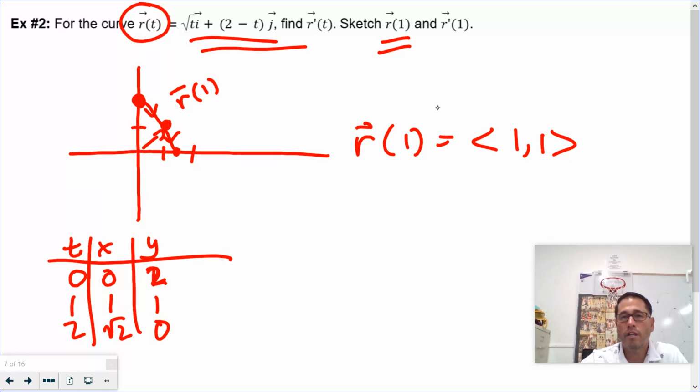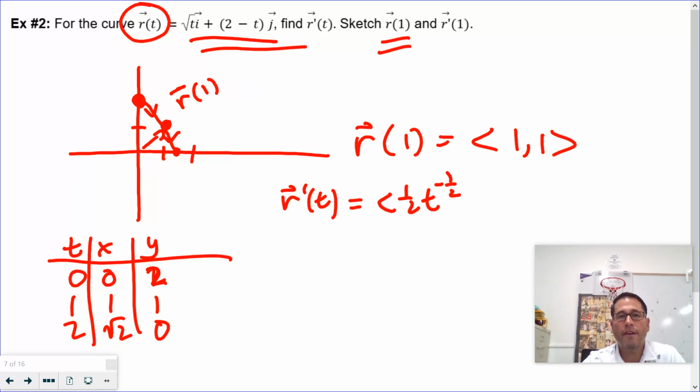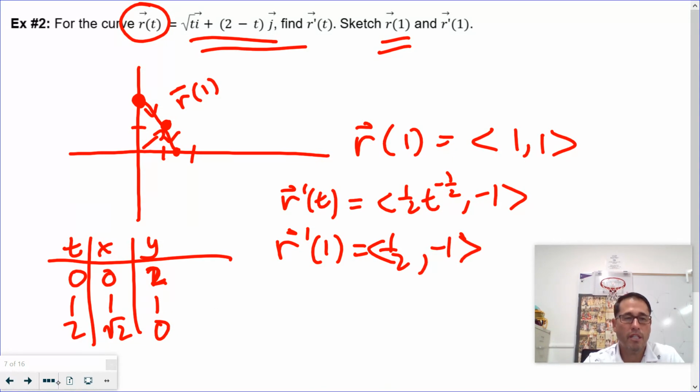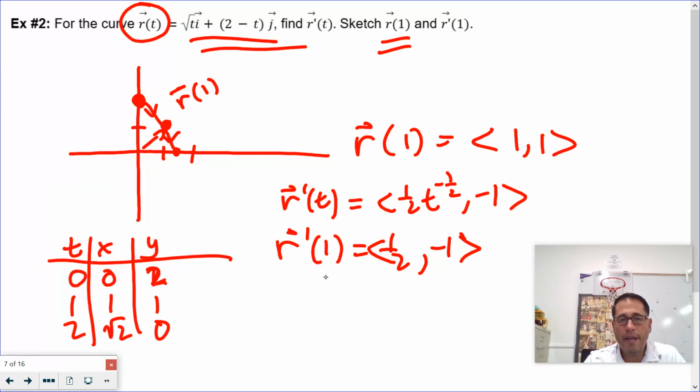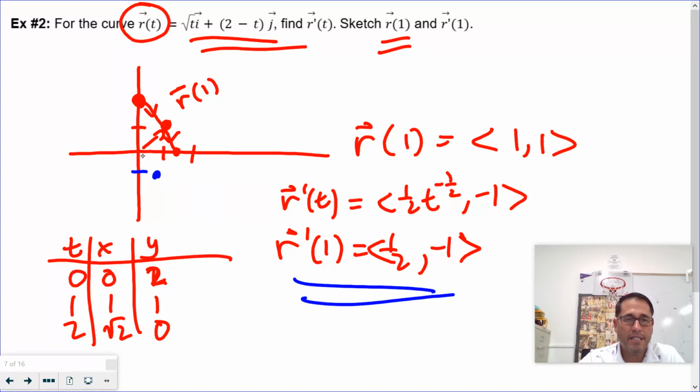So that's drawing r of 1. And then they also want me to find r prime of t and sketch r prime of 1. r prime of t would just be the derivative of that, which would be 1/2 t to the negative 1/2, comma, that'd just be negative 1. So r prime of 1 would be equal to 1/2, comma, negative 1. Okay, you know what's interesting about that? If I were to draw that, that'd be 1/2 over, down 1, so that'd be this guy.